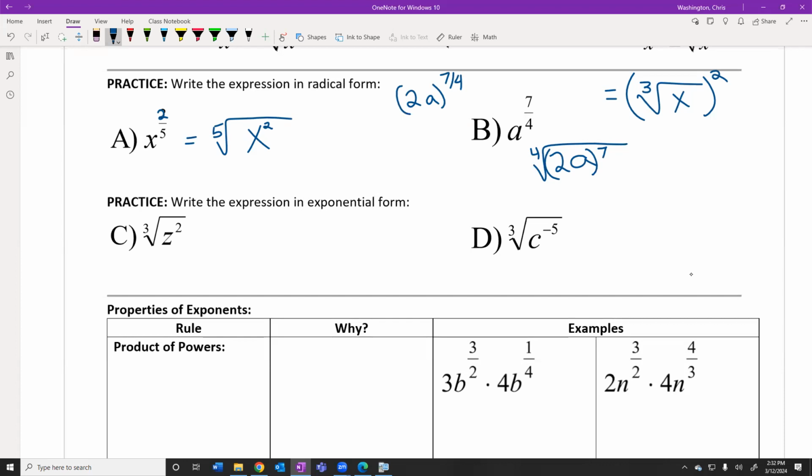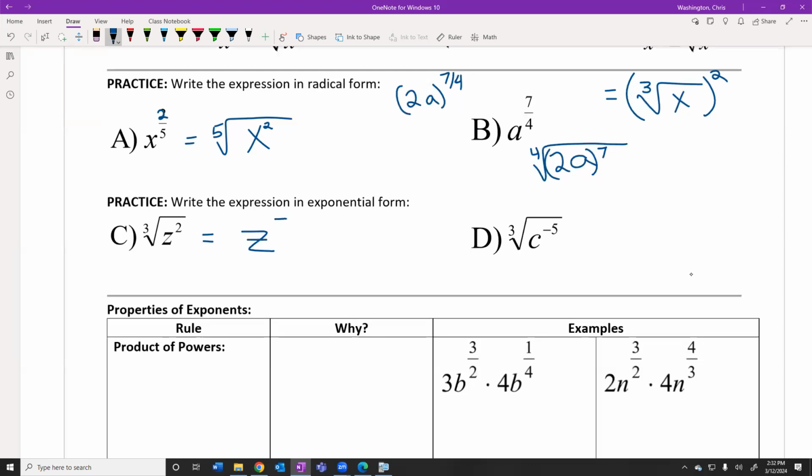Because if you don't put the 2a inside the parentheses, just the a is being raised to the 7th power, not the 2. So those parentheses do matter. All right, what about part C? We're just gonna go the opposite way. I give you a radical, and I want you to write this using exponents.